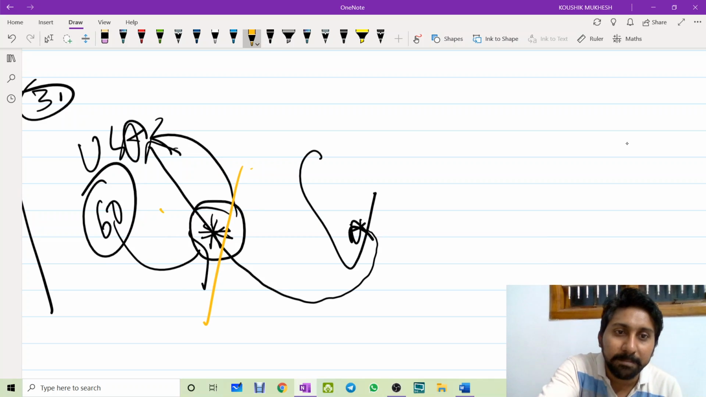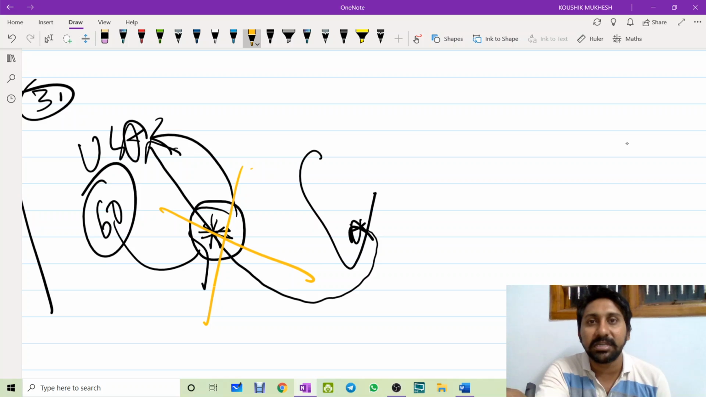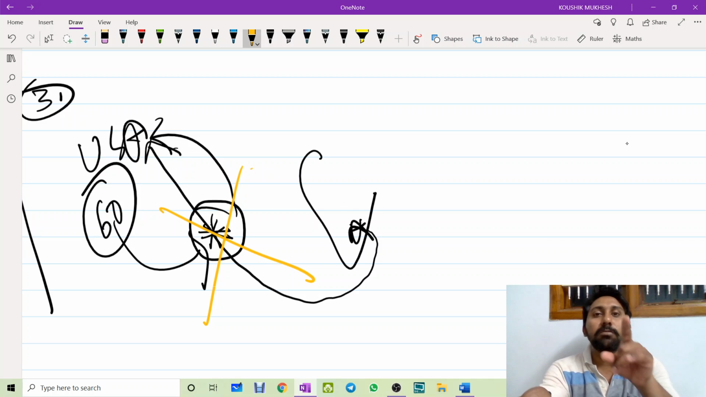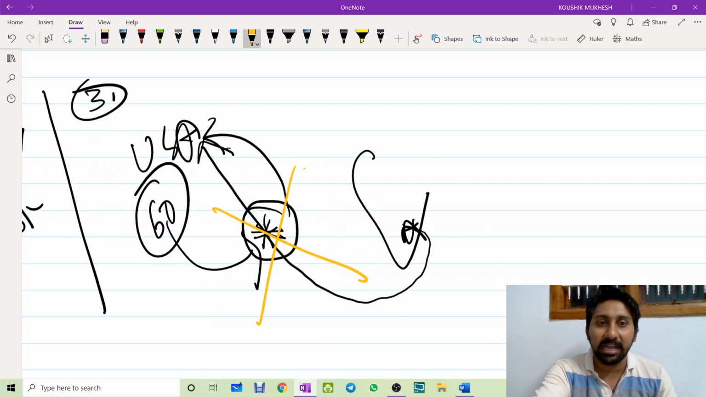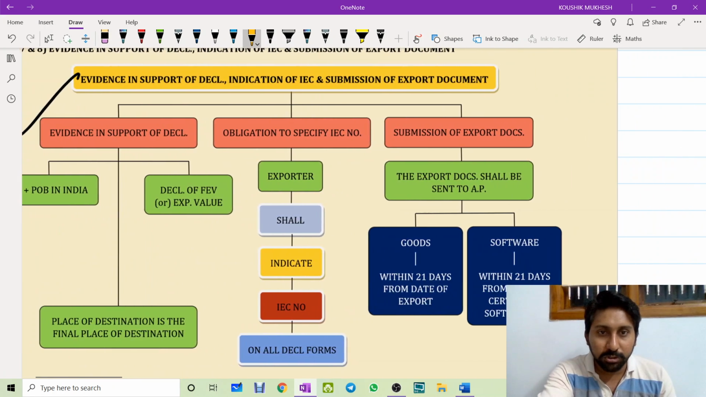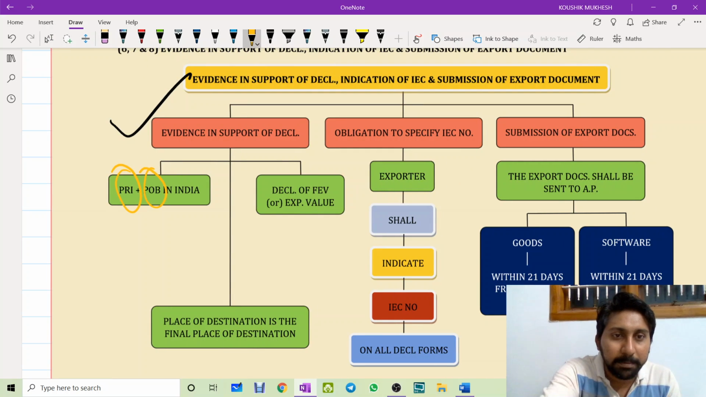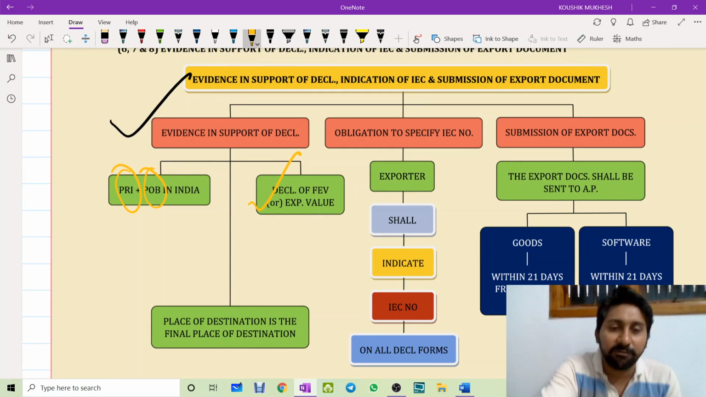This should not be the way to make an export. Don't cheat the government of India. One journey means that should be the last destination place. That means if you say that I want to export to USA, that should become the last halt for you. Again, in the middle, you should not merge with another area. That means you should give a declaration evidence that you are a PRI and having a POB in India, and declaration of full export value.